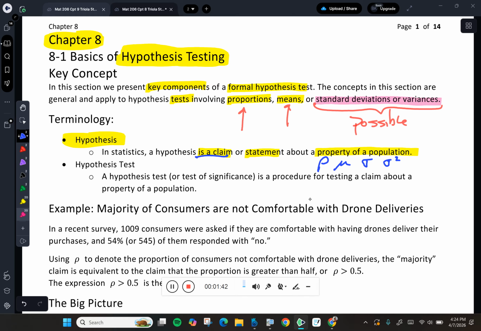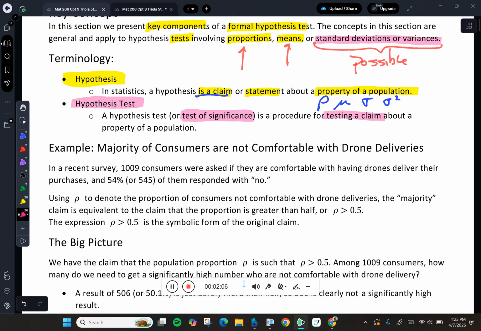And then we're going to come in and run a hypothesis test where we are going to test that claim. We're going to gather data and determine whether the data supports or fails to support the claim that has been made. These are also sometimes referred to as a test of significance, more commonly a hypothesis test. Okay?